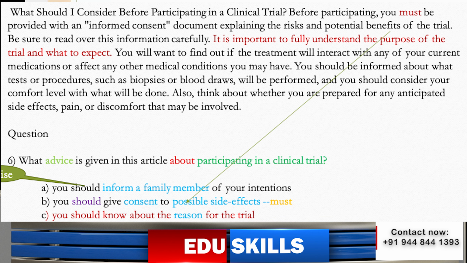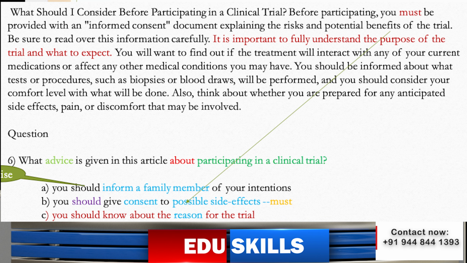Here in the question, they said you should inform your family members. They did not mention informing the family members in the text. Only if the patient is a disabled patient do we have to inform the family members. But here they did not mention family members of your intentions. Is that clear? In the first line: before participating, you must be provided with an informed consent document explaining the risk and potential benefit of the trial. Whatever our intention, we have to inform, correct, but it must be. This is compulsory. Here in the question they gave advice.